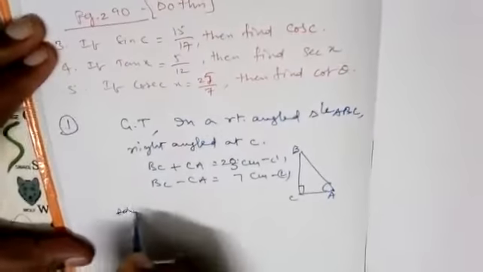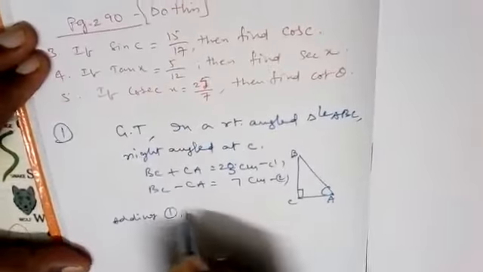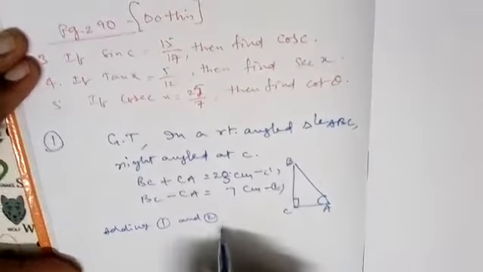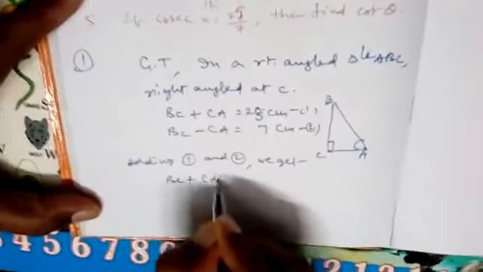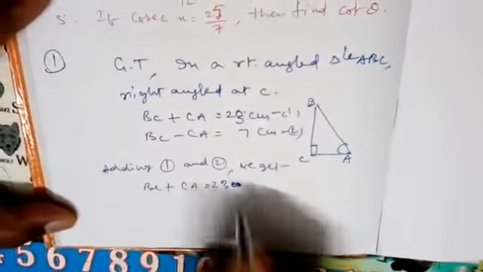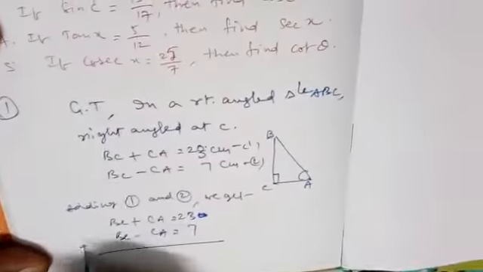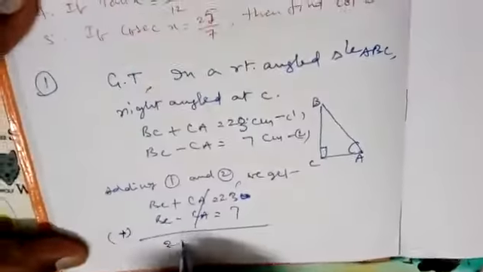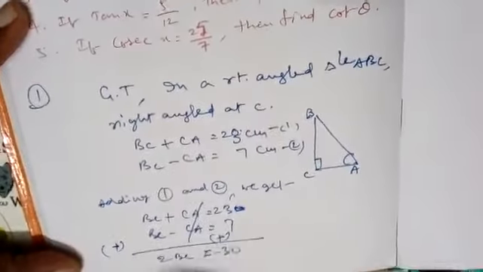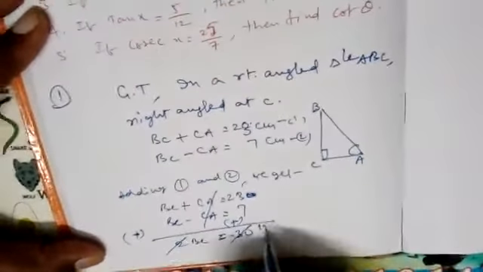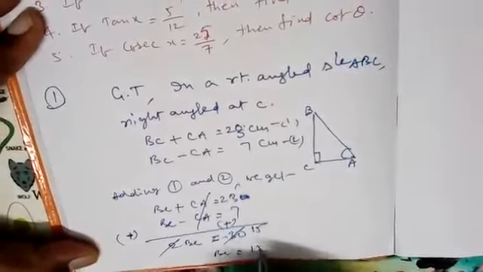So adding 1 and 2, we get BC plus CA is equal to 23 centimeters, BC minus CA is equal to 7. When you are adding, symbols don't change. CA gets cancelled. 2BC is equal to 30. So 2 gets cancelled, 15 times. So BC is equal to 15 centimeters.